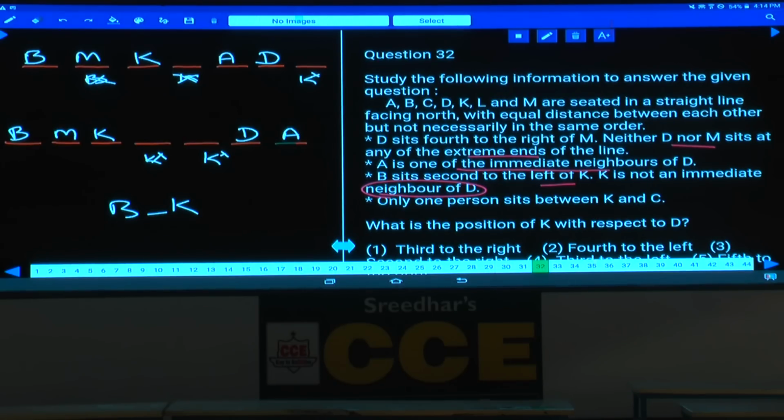Now in both the possibilities, B and K must be in the first and the second places only. Then only one person between K and C. As only one person between K and C in the first possibility, now C must be either here or here, which is not possible. And the first case is completely ruled out. Then in the second case, how many persons in between K and C? There must be exactly one person between K and C. Then who is the person left over? A, B, C, D, K, L and M are the persons. Hence L is the person left over. Then question number 32.